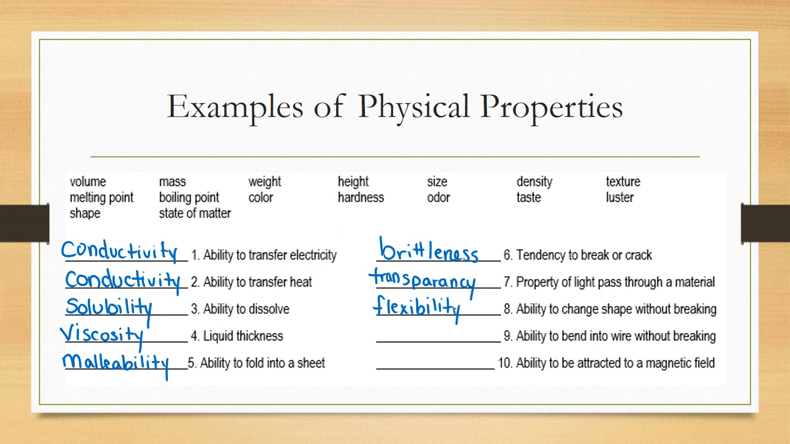Can you make a wire out of it? It's called ductility, or if it's ductile. So some of you used copper wiring, for example, in your videos. So copper is a really good material for forming wires from, so we can say it's ductile. And then can it be attracted to a magnetic field is magnetism.